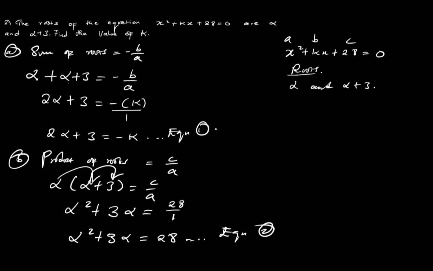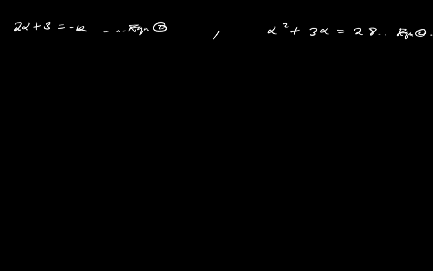Okay, so I want you guys to see this cleanly. Let me put the equations on the next part of the screen. I have equation 1, which is 2 alpha plus 3 is equal to negative k. Then equation number 2 is alpha squared plus 3 alpha is equal to 28. Now that we have these equations, we can solve them simultaneously and determine the value of k.